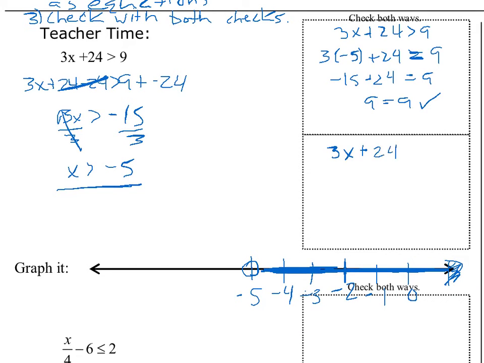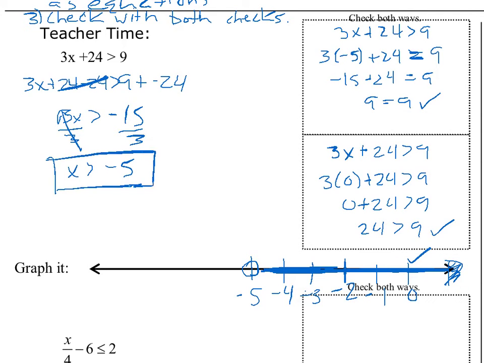So we're going to come all the way back to our original inequality again. We're going to plug in 0. 3 times 0 is 0. 0 plus 24 is 24. 24 is greater than 9. True, which means we're all good here. This is a correct solution. This is a correct graph.